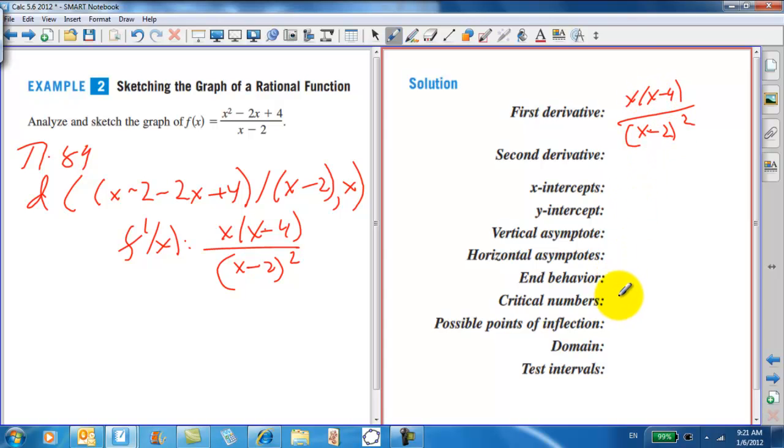So right away that's going to lead us to our critical numbers. We're going to have critical numbers at 0 and 4 because they make the numerator equal to 0, and also 2 because it makes the denominator equal to 0, which will make the whole derivative undefined. Okay?